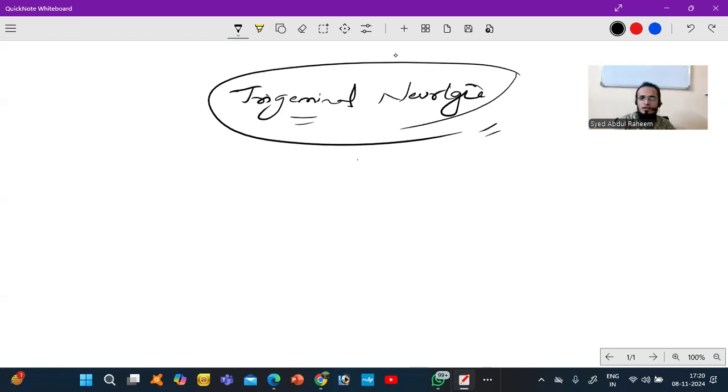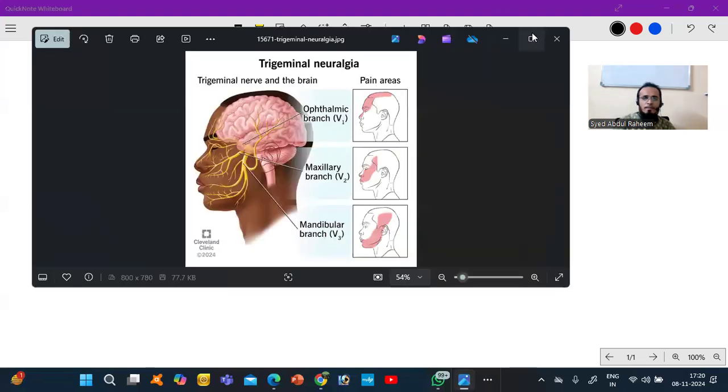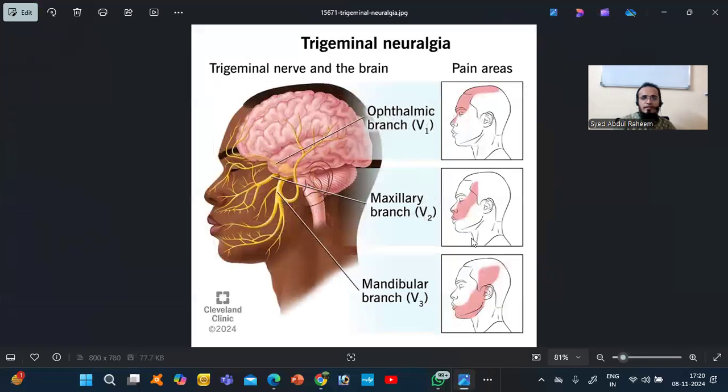So basically, in Bell's palsy the facial nerve, the seventh nerve, is affected. Here in trigeminal neuralgia, cranial nerve number five, the trigeminal nerve, TN, is affected. So where is the trigeminal nerve situated? Let's see that first. You can see this image.